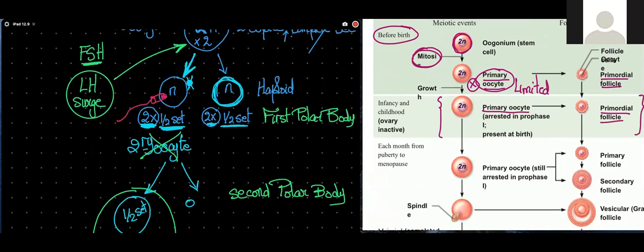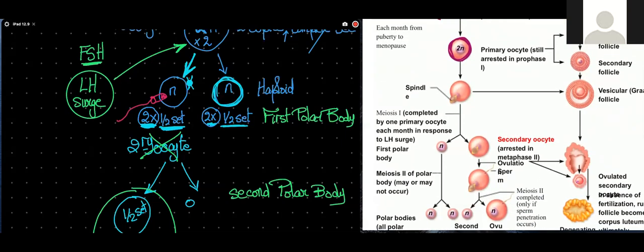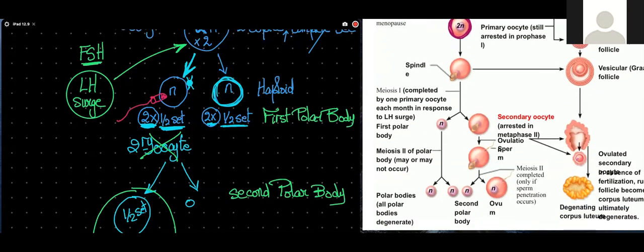All right. Each month from puberty to menopause, what happens? A few of the primordial follicles are going to be dividing, proliferating under the effect of the FSH, if you remember. Some primordial follicles will become primary follicles, that will become secondary follicles, that will become vesicular or Graafian or mature follicles.